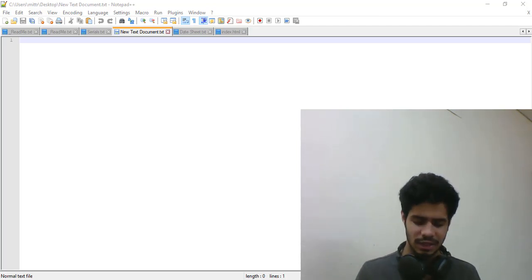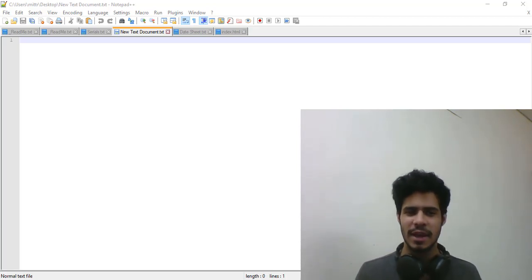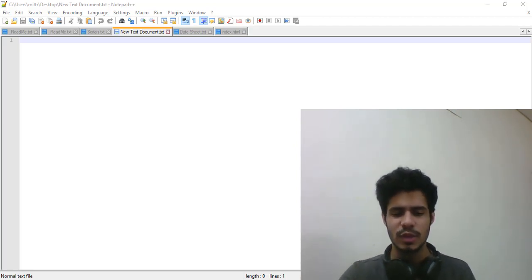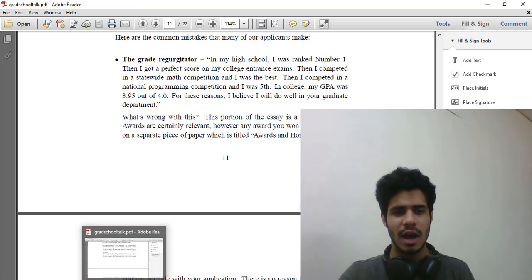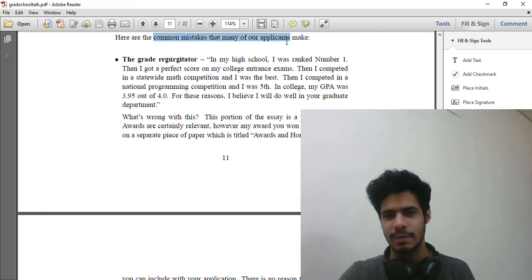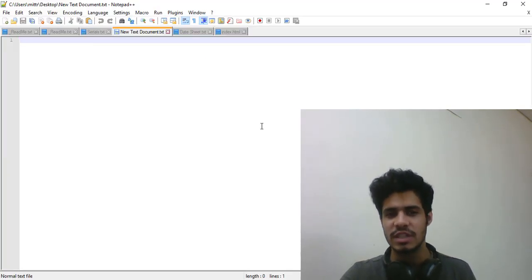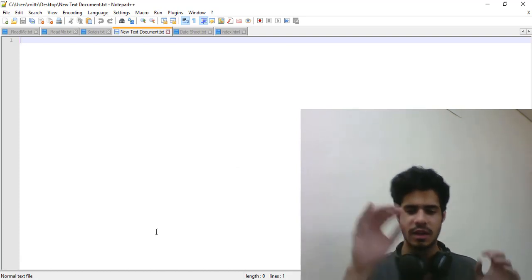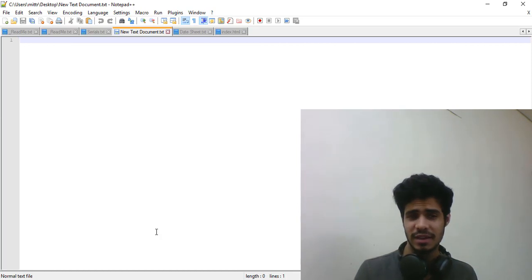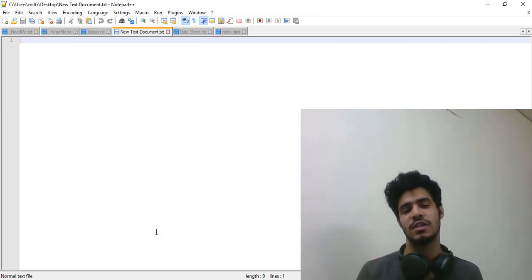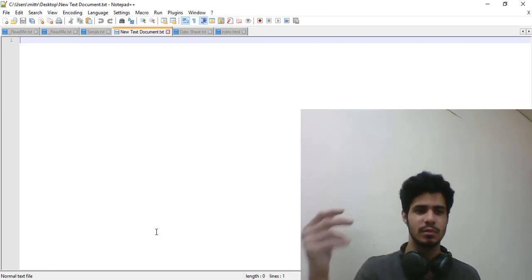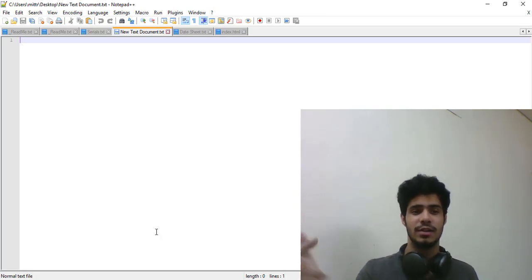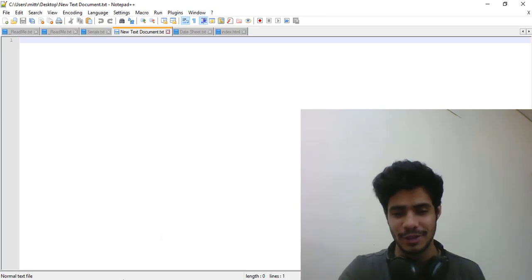I've actually been reading a lot of guidelines by professors from other universities, and I was reading this one. These are the common mistakes that many applicants make, and I'm going to talk about these right now. There are a few common mistakes that you should avoid making, and these are potential mistakes that would make your application go from the accepts file into the rejects file. So you don't want that. Let's talk about these.